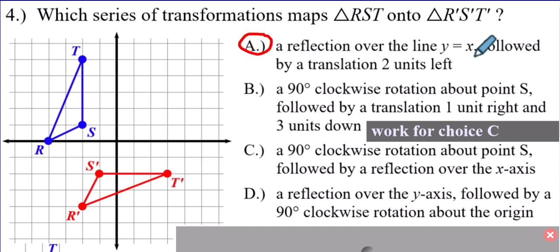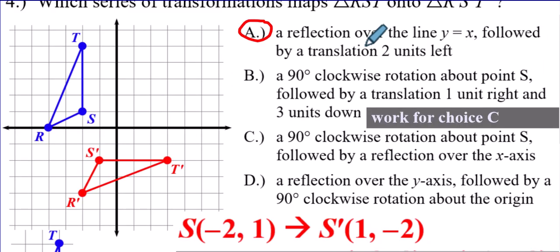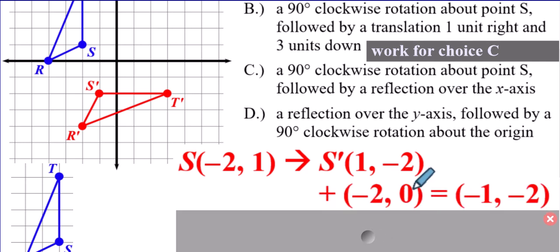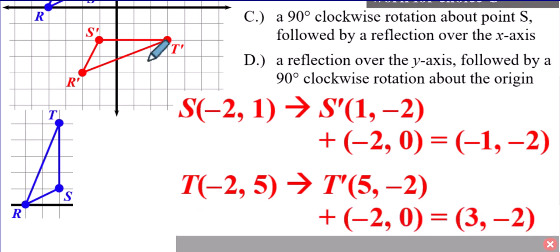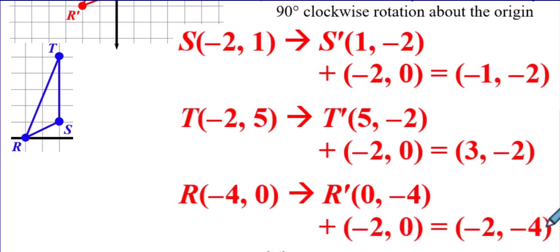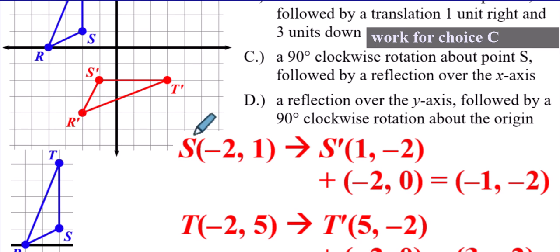For a reflection over the line y equals x, that's going to reverse the coordinates. So what used to be x will now be y, what used to be y will now be x. But then it said a translation 2 units to the left, which means adding negative 2, 0. And that will give me negative 1, negative 2, which is where S prime is located. That will give me 3, negative 2. That's where T prime is located. And also that will give me, for R prime, negative 2, negative 4. And you can see here, that's where R prime is located.